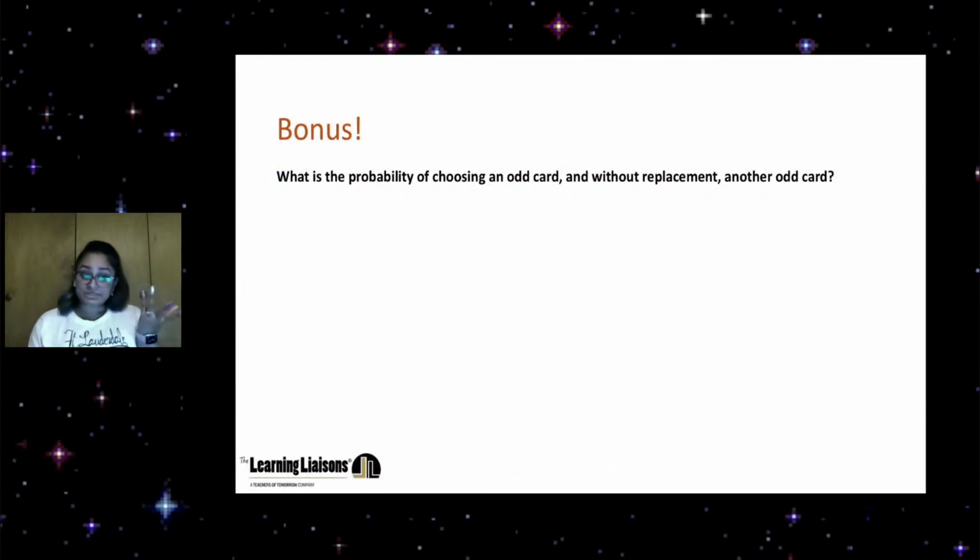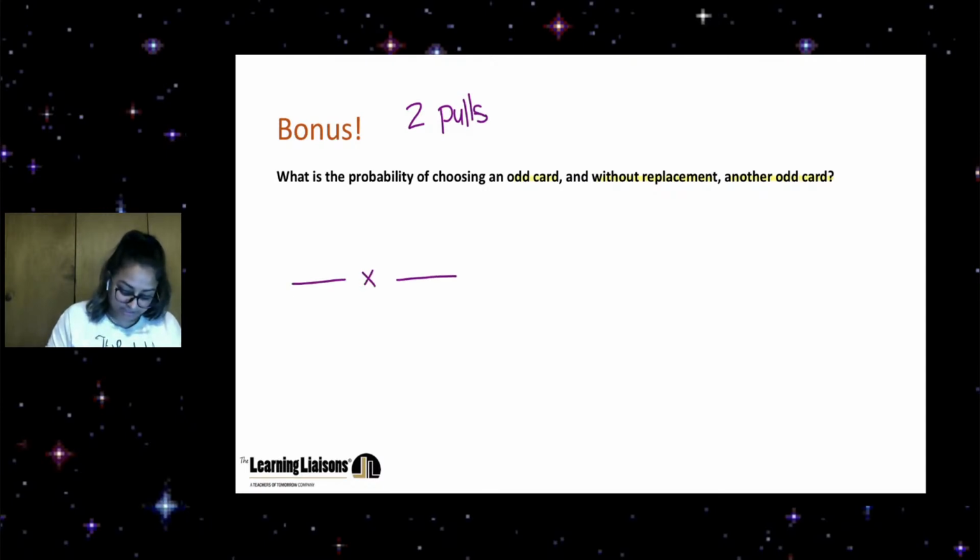Well, here's a bonus question. What is the probability of choosing an odd card without replacement, another odd card? So how many times are we pulling from the bag? 2 times, 2 pulls. So 2 pulls tells us 2 fractions. We have 1 fraction multiplied by a second fraction. We're still looking for the desired number type of card on the top, and we still have the totals on the bottom.